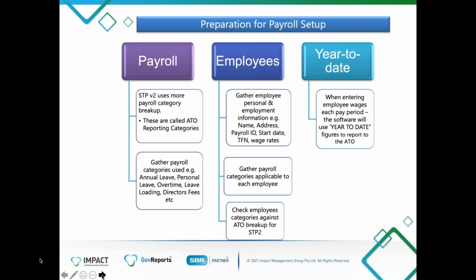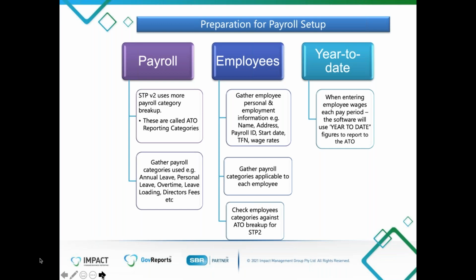So with their payroll setup, of course, they have to look at the payroll categories. The ATO call them reporting categories. You need to gather all of your staff's information. Are they going to be paid annual leave? Are they being paid time in lieu? Are they being paid overtime? Are they getting director's fees? All of those things now need to be identified more than in the previous version.